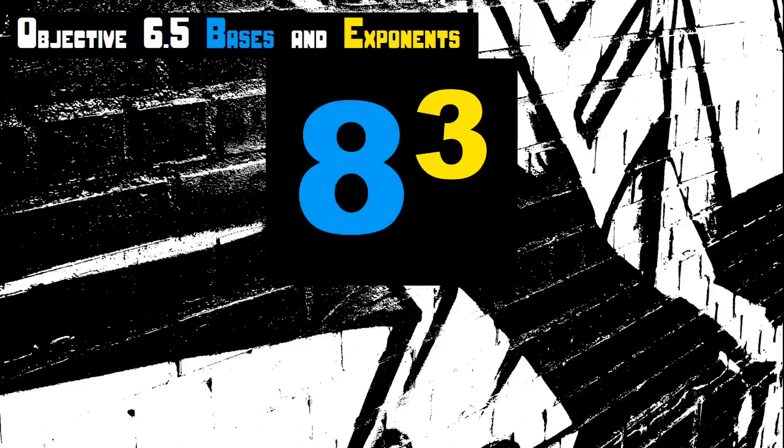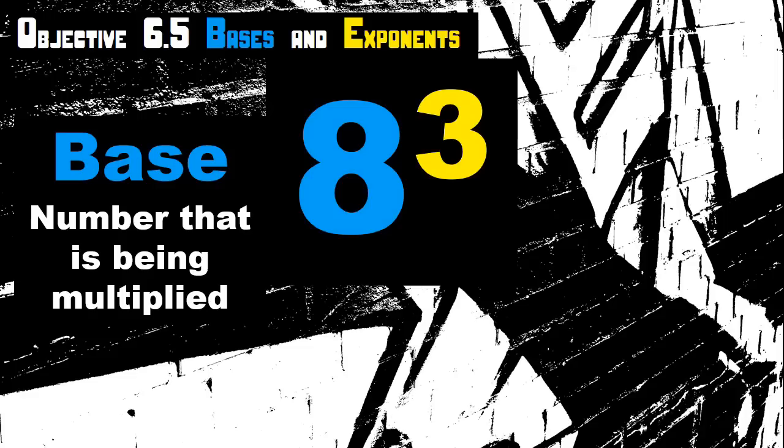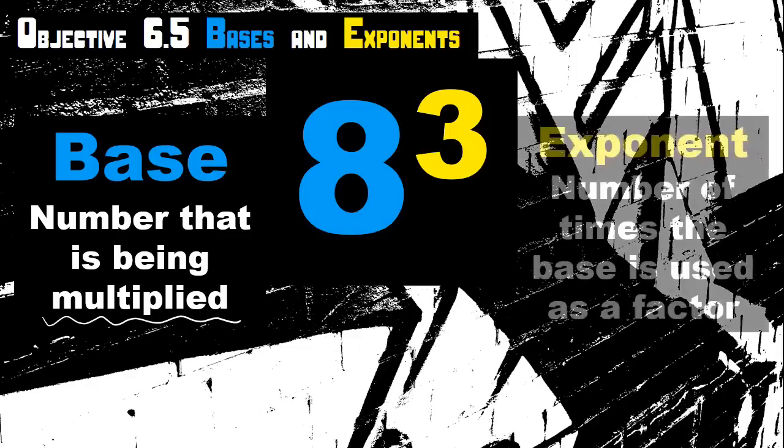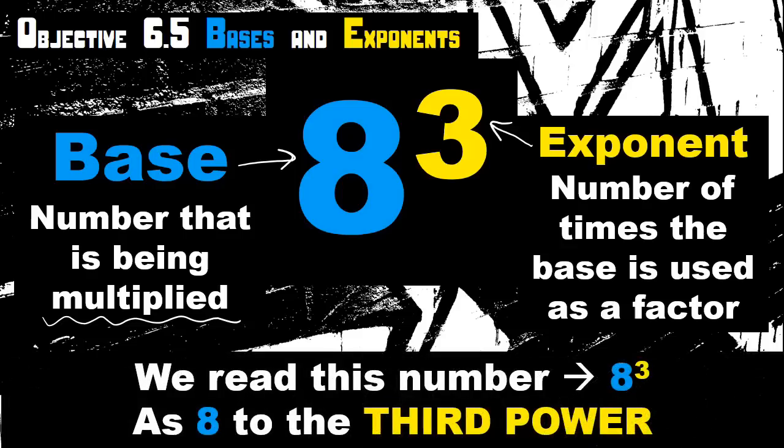So now let's talk about what is a base and what is an exponent. Here we have 8 to the power 3. So 8 is the base, the number that is going to be multiplied. Our exponent is 3. This tells us the number of times the base is used as a factor. We read 8 with an exponent of 3 as 8 to the third power.